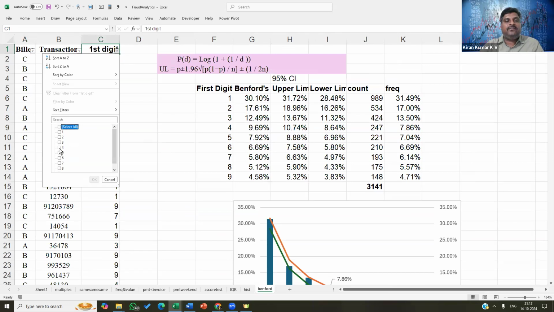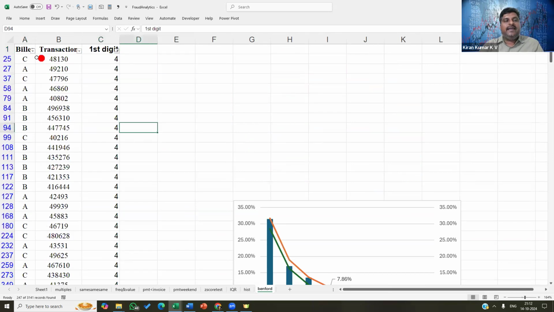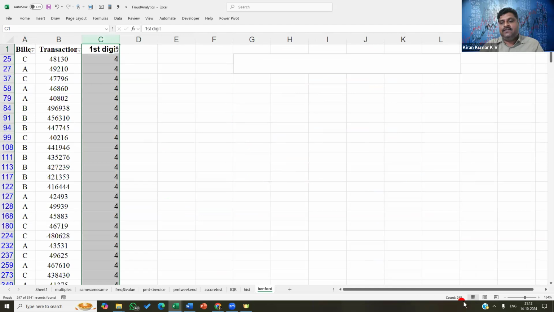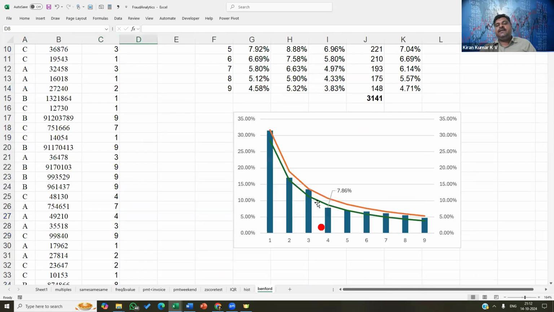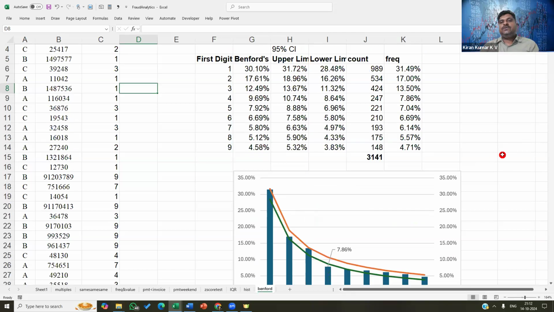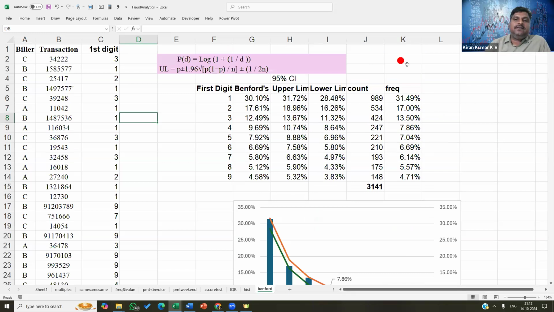I'm just clicking on 4 now. You see I have around 248 transactions. These are the transactions that I would like to verify first up. This is an anomaly. I'm not saying these are fraud, this could be potentially anomalous transactions. So this was basically how you can apply Benford's law.